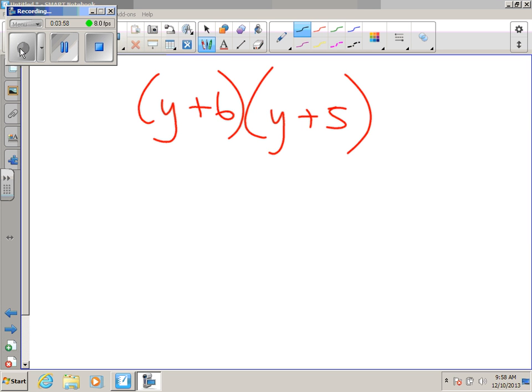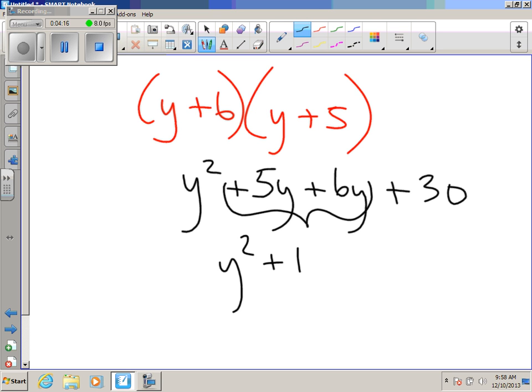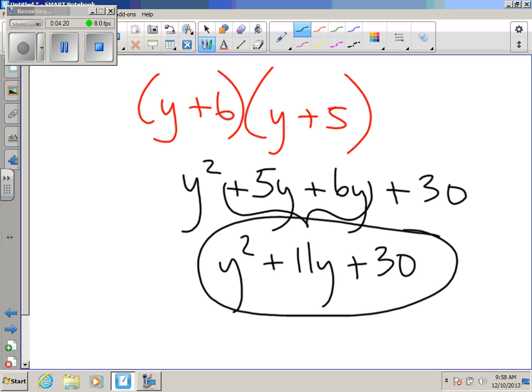First, y times y, Marlia. Y squared. Outer, Marlia. Y times 5. Inner. Last. Combine the 5y with the 6y. Plus 30. Okay? Any questions so far?